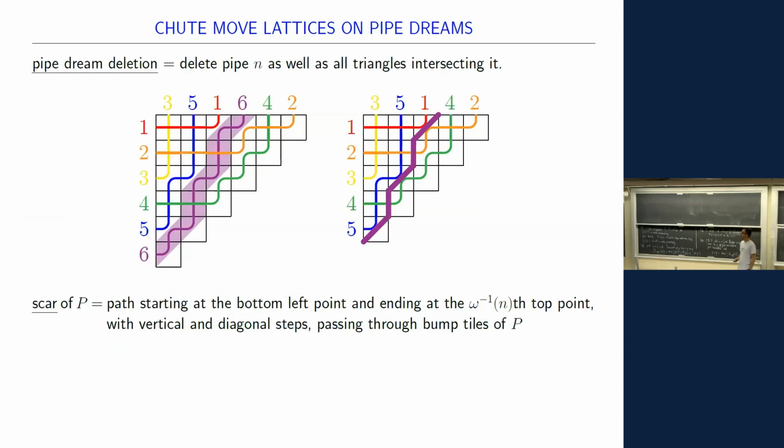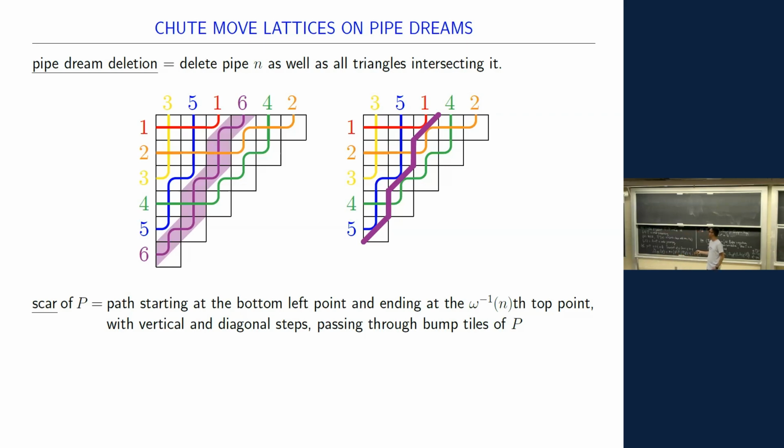And I claim that there is a natural projection map from pipe dreams of w in S_6 to pipe dreams in S_5, which consists in erasing or shrinking pipe 6. Okay, so I look at pipe 6, I color all triangles where it passes, and I just shrink this ribbon. And I obtain a pipe dream on 5 with a scar. I remember the scar, it helps me to see.